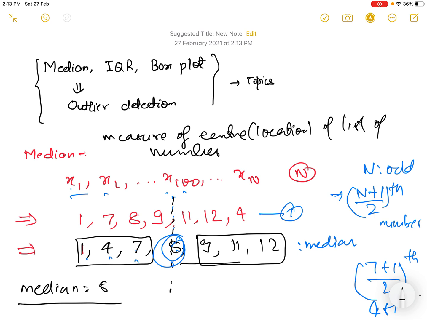In simple terms, it divides the arranged data set into two equal parts. By arranged, I mean after arranging it in ascending or descending order. This is a very important step, to arrange it in either ascending or descending order. Okay, now let us proceed further.